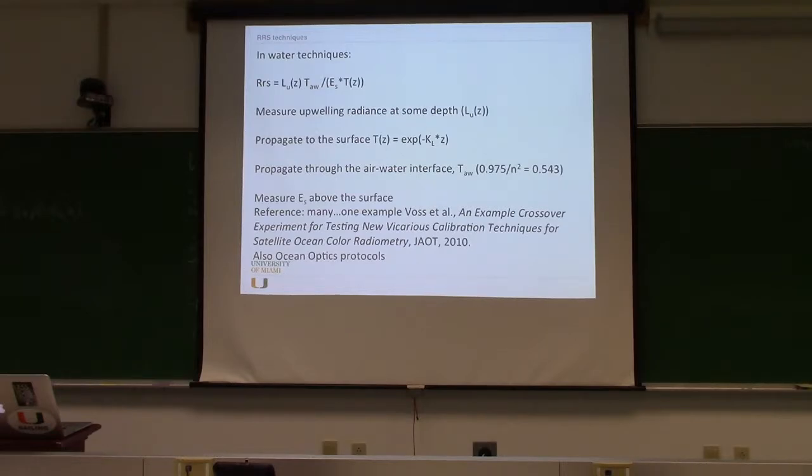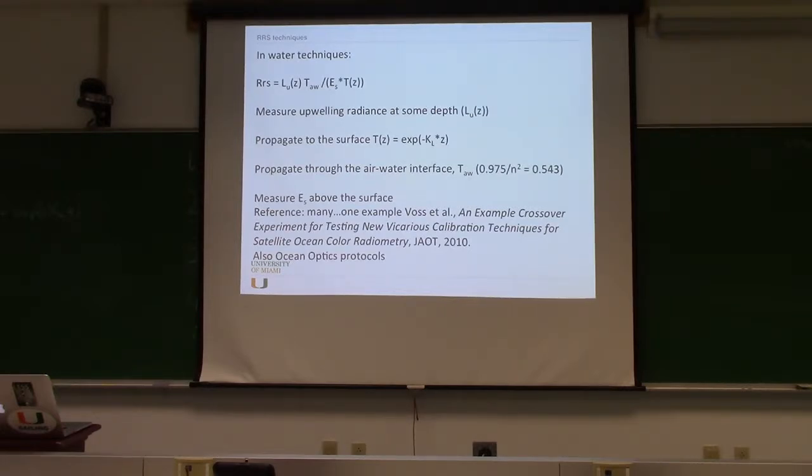Measure ES above the surface. There's a lot of references for it. So any questions on this part? So when you did the TSRB configuration, you basically have to take the LU measurement. Did you measure the distance between the sensor and where it was floating?